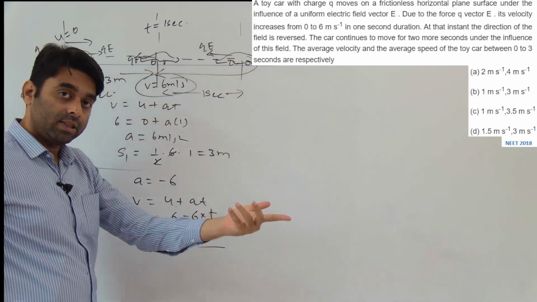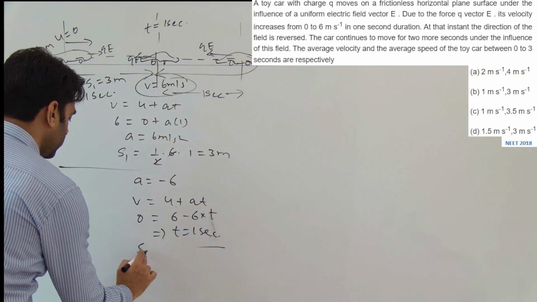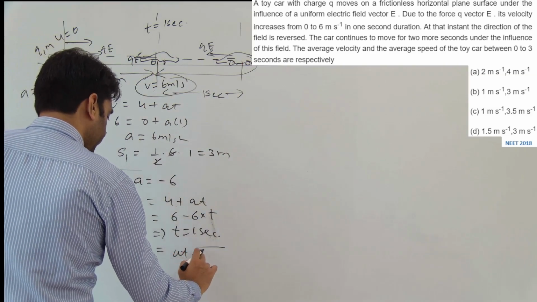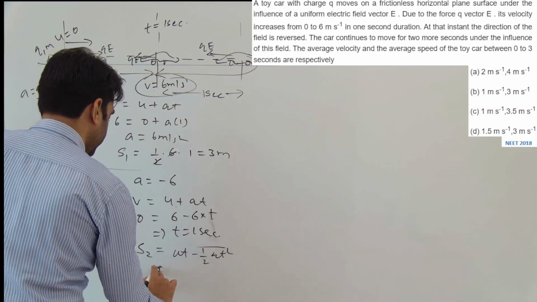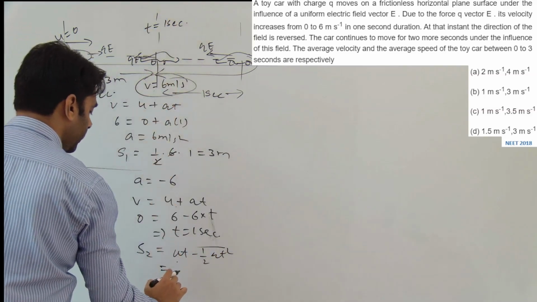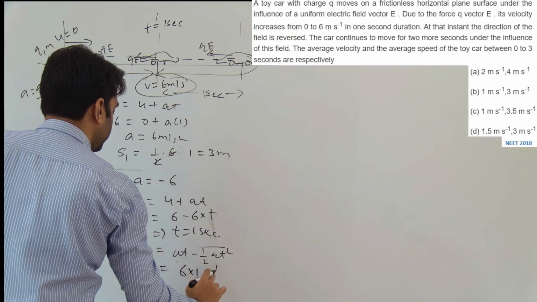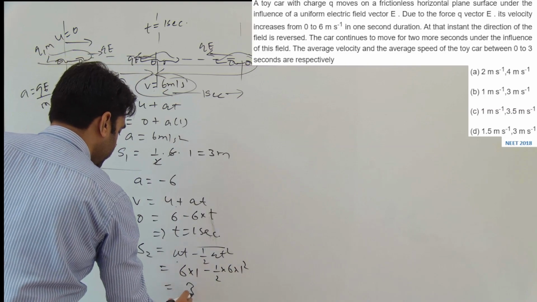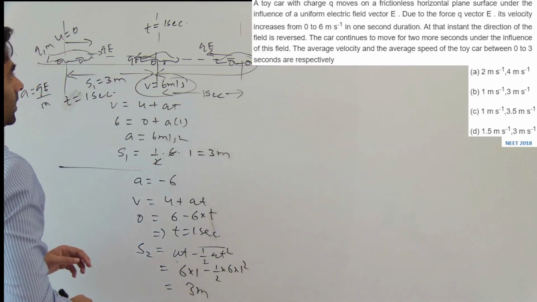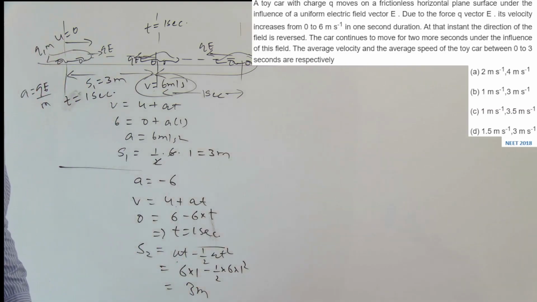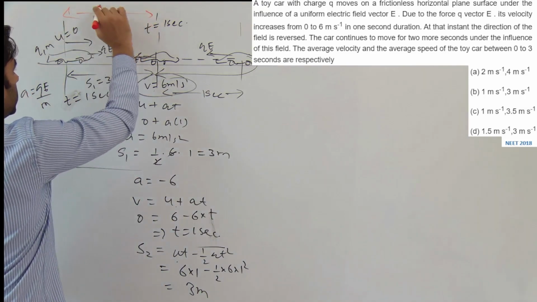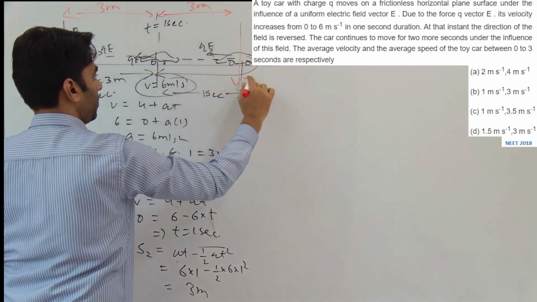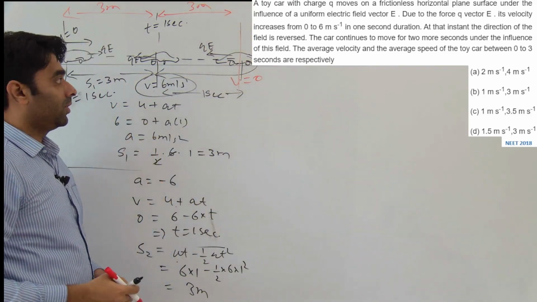How much will be the distance traveled in this part? Let us calculate S2. S2 will be ut minus half at square, because it is retardation. U at this point, how much is our speed? 6 into 1 minus 1 by 2 into 6 into 1 square. What are we getting? 6 minus 3, that is 3 meter. Next part of the journey, again it is 3 meters. So this is your 3 meter and this is also your 3 meter. It has stopped. Over here the speed has become 0.